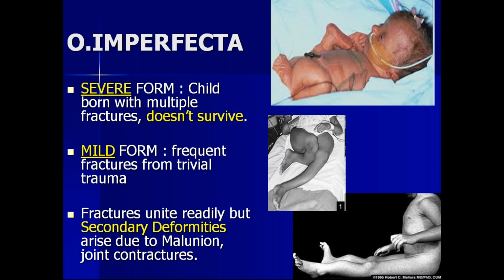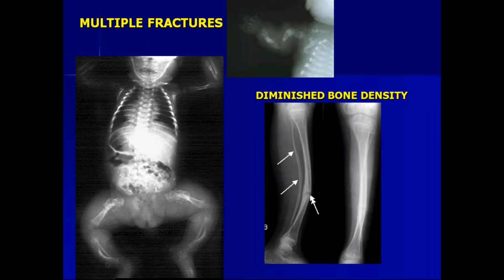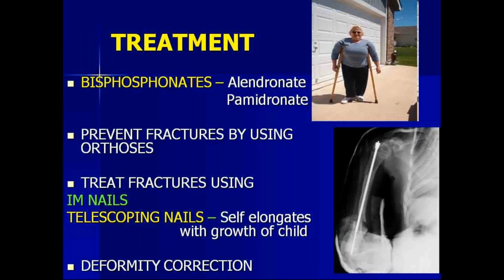Here you can see in the image, multiple times the femur and tibia have fractured and the right limb has become so crooked that it is impossible to walk on that limb. You can see here a child with bilateral femur fractures. There is nice callus formation and they heal, but they don't heal in a normal alignment. They become bent and then they heal. So what is the treatment?